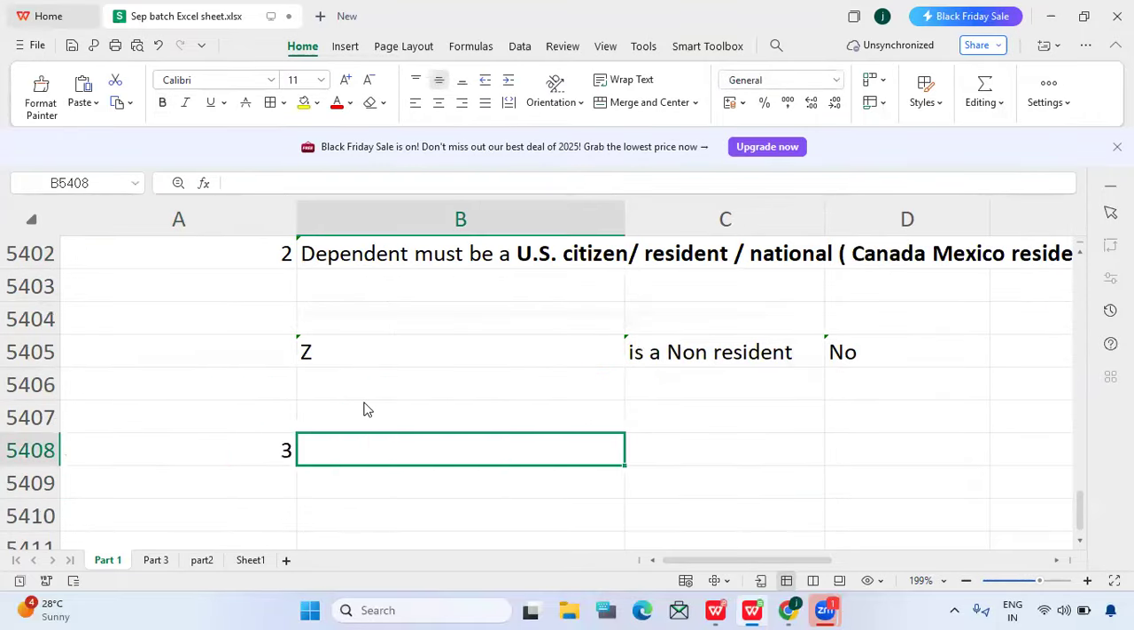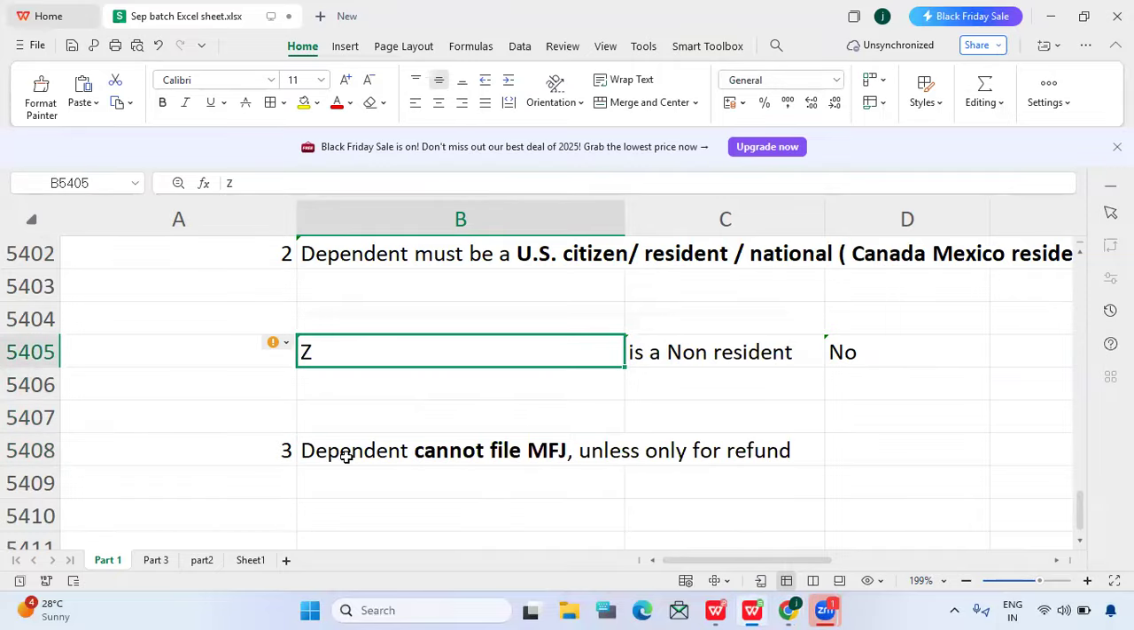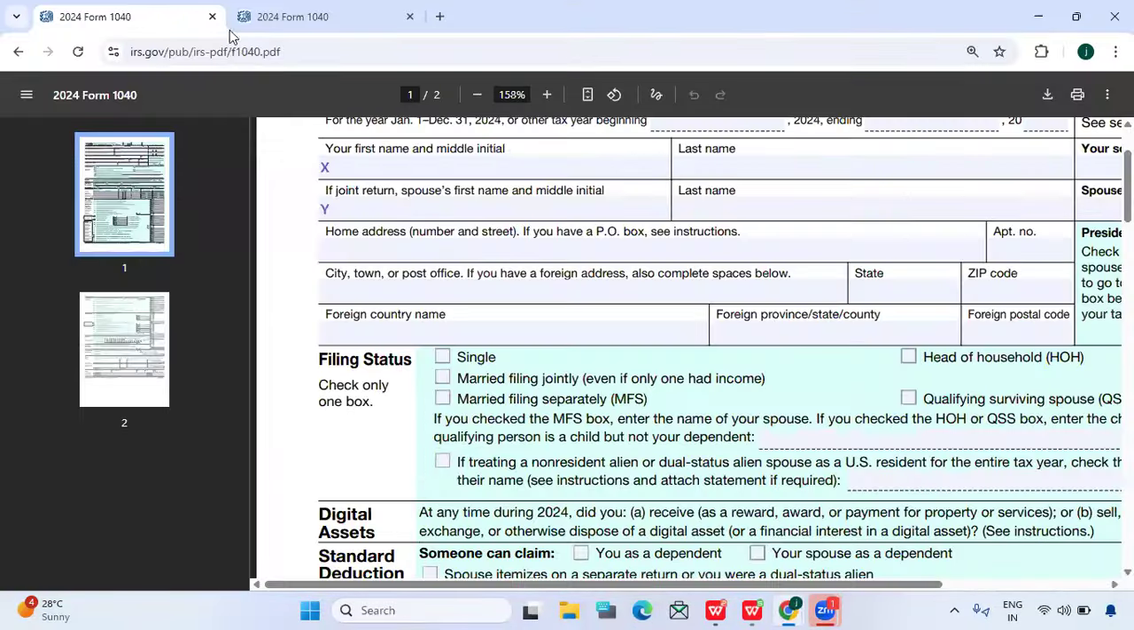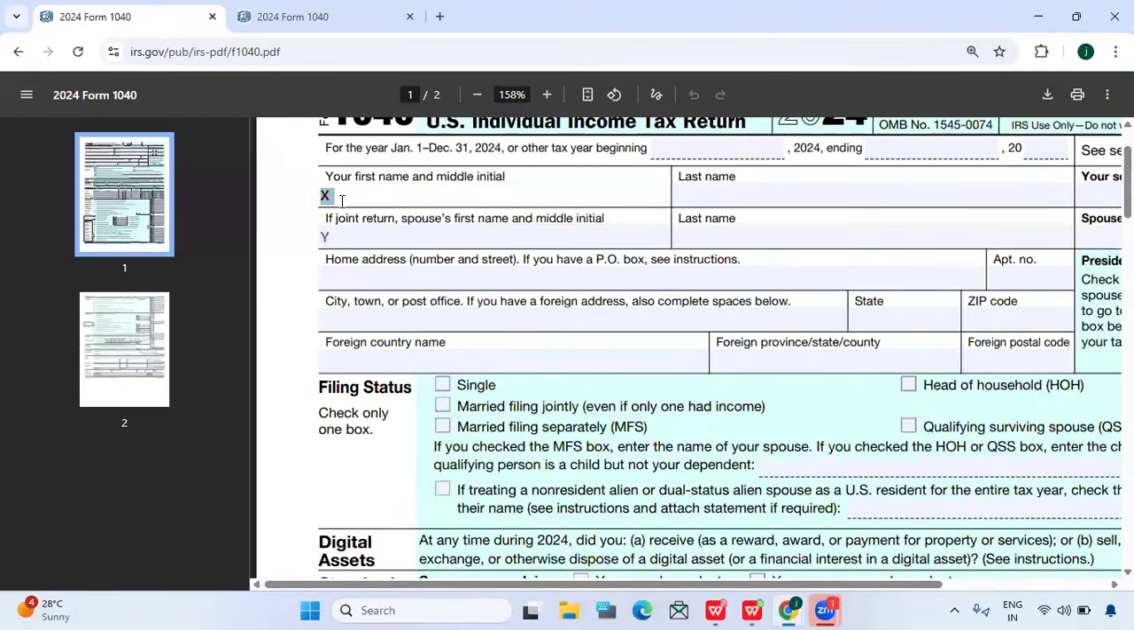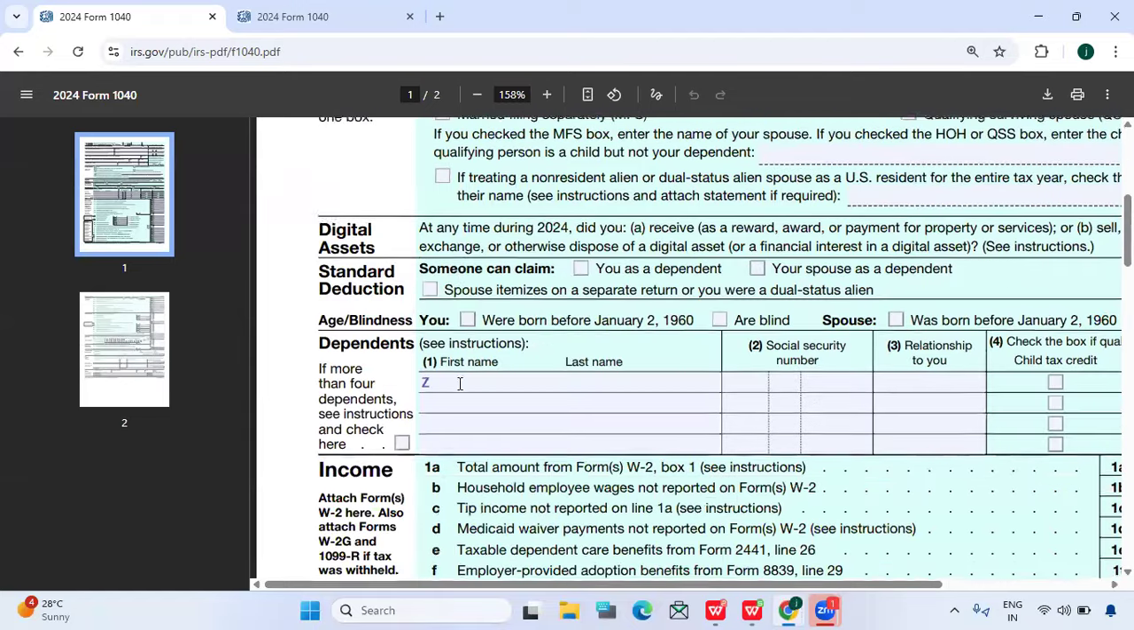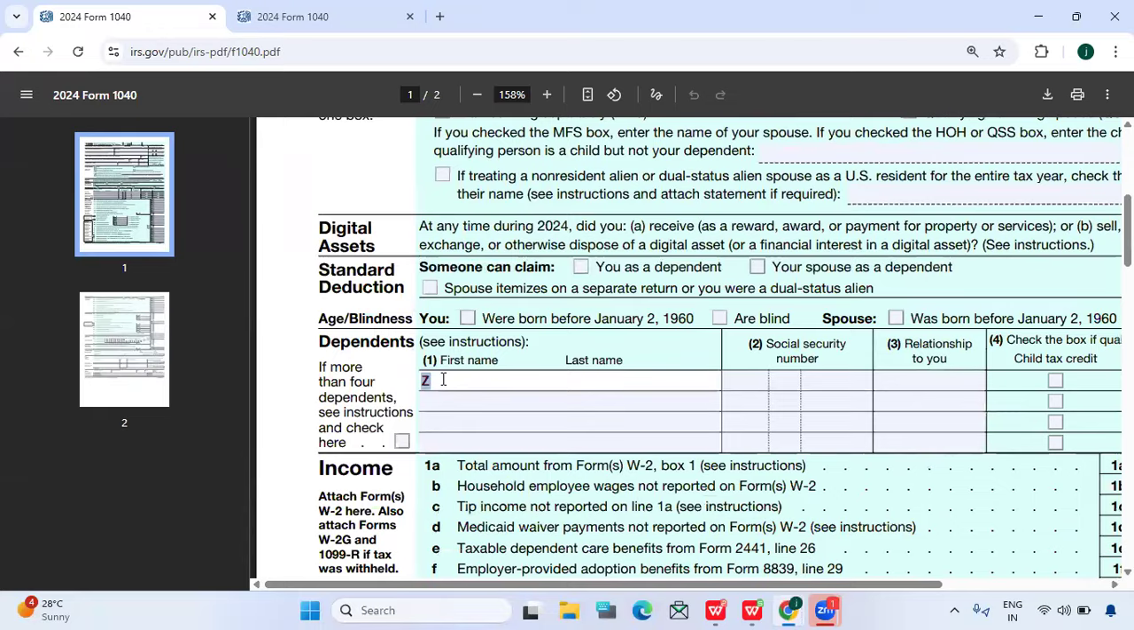These are the general tests to consider a person as a dependent. Also, a dependent cannot file an MFJ return unless it is only for a refund. Like in the above example, we have seen Z, right? Z would like to file here. Okay, so we understood: X is the taxpayer, Y the co-taxpayer, and Z is actually a dependent.